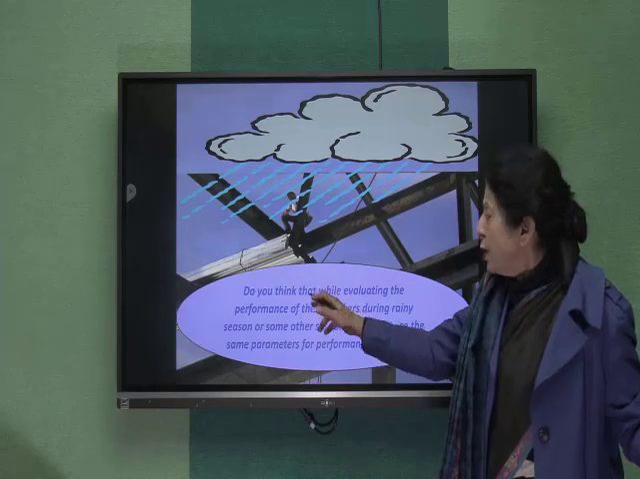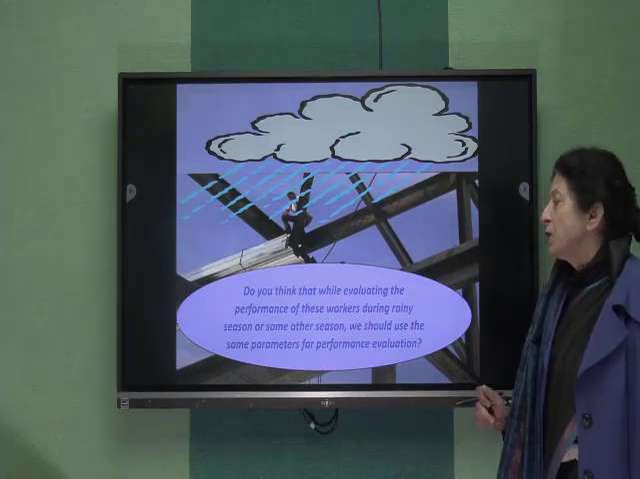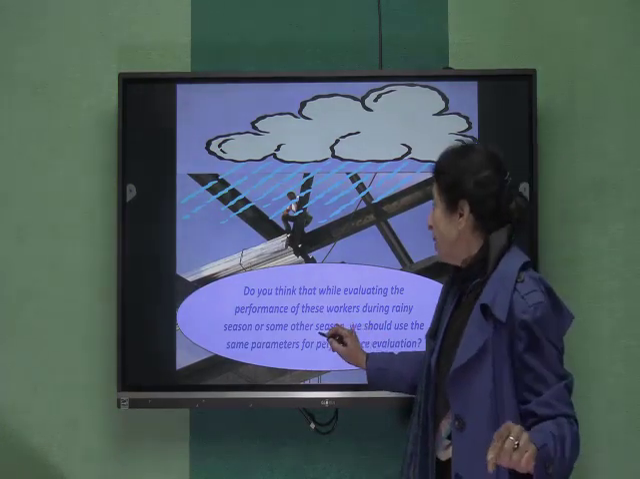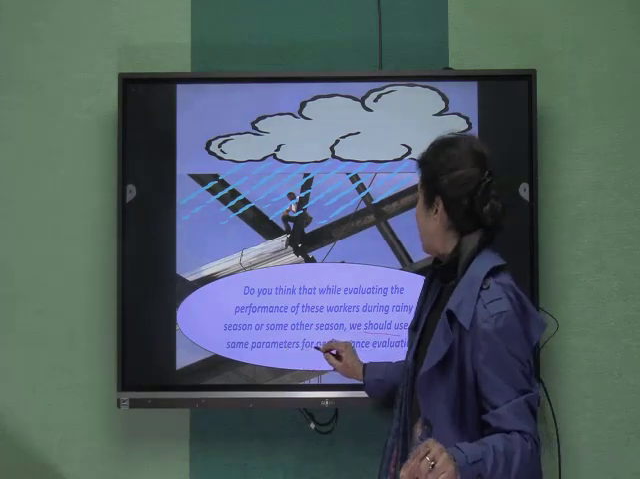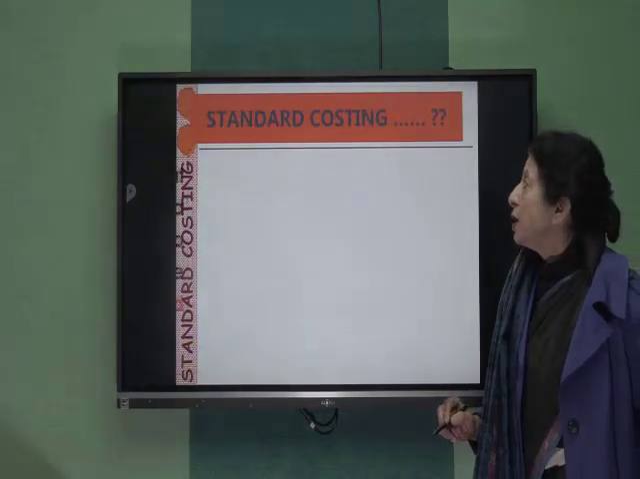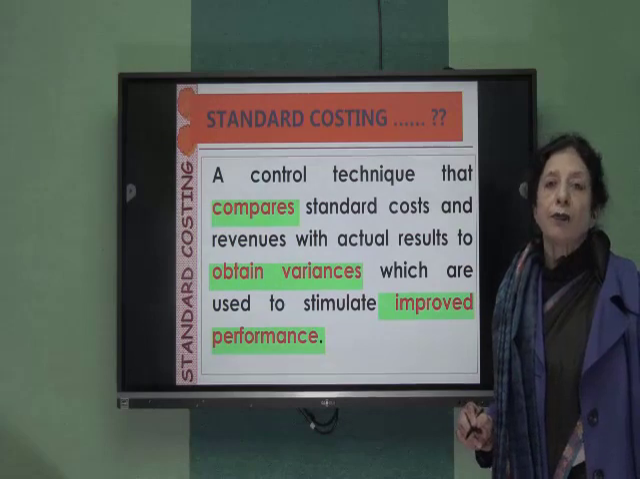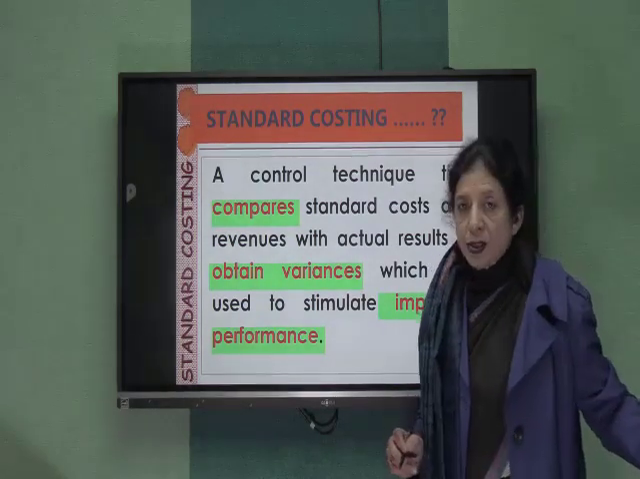That means, do you think that while evaluating the performance of these workers during the rainy season or some other season, this is the main point, we should use the same parameter for the performance evaluation? I'm just asking you all these things, and the answer to all these questions will be available in standard costing.